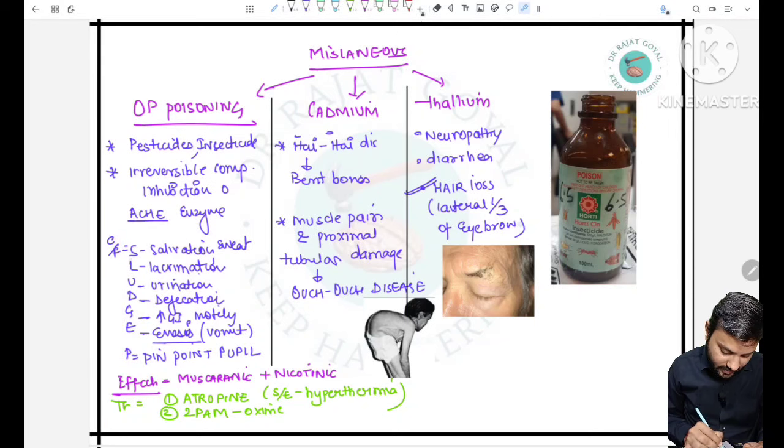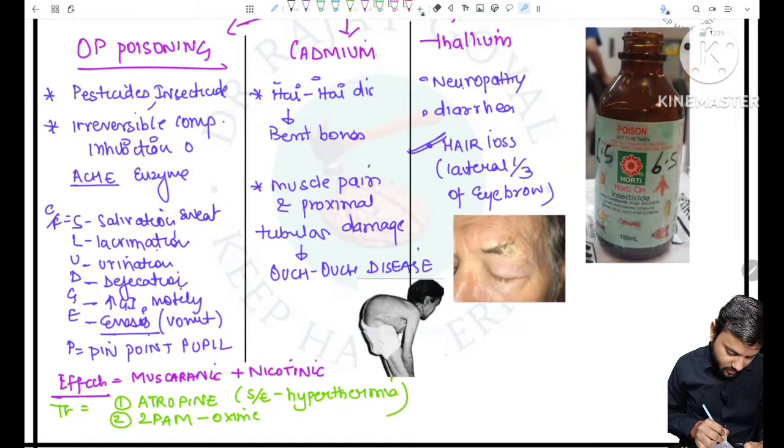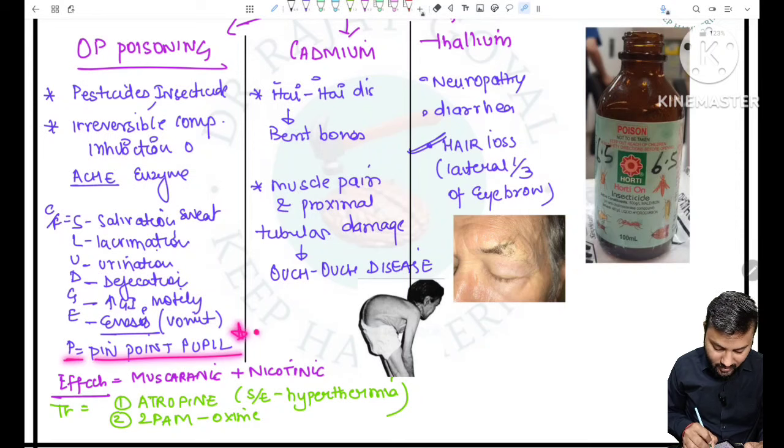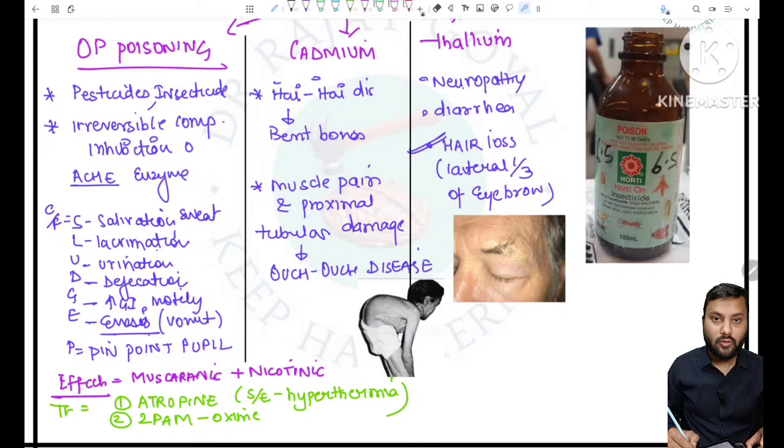In SLUDGE, salivation and sweating will be there. L for lacrimation, U for urination, D for defecation, G for increase in GI motility, and E for emesis, and P for pinpoint pupil, which is very important. Pinpoint pupil is also seen in opiates or morphine.